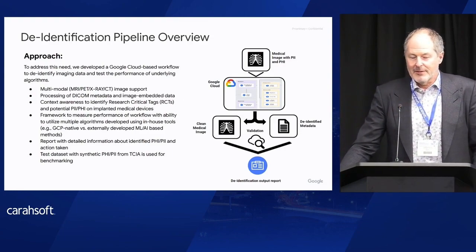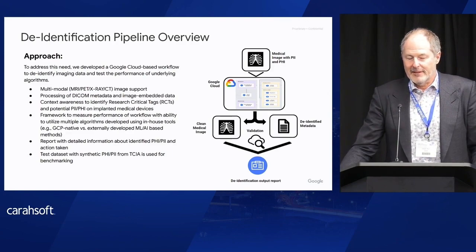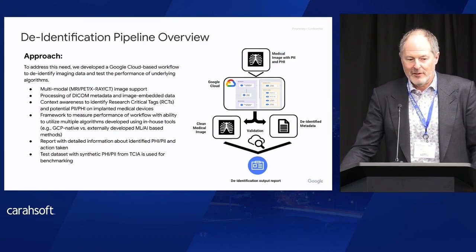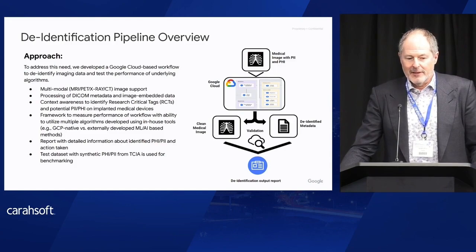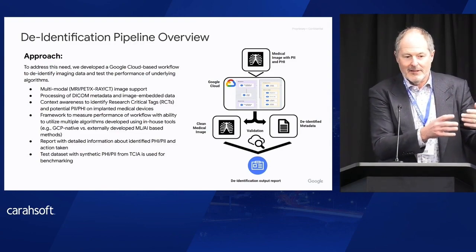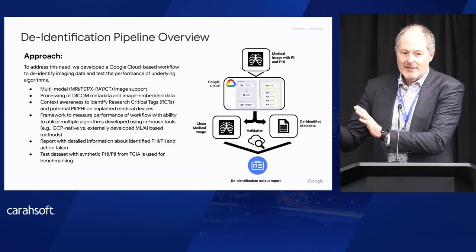And so at the top you see the image data itself that is fed in. It has PHI-PI in it. And then comes a tool that we use the Google Cloud Healthcare API for to do all the scrubbing. And it does it on both ends. On one side, on the DICOM fields, which are text fields that accompany the image, the metadata, and on the other hand, on the image itself.